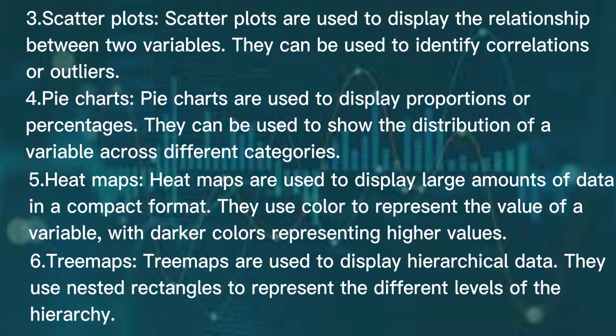4. Pie charts. Pie charts are used to display proportions or percentages. They can be used to show the distribution of a variable across different categories. 5. Heat maps. Heat maps are used to display large amounts of data in a compact format. They use color to represent the value of a variable, with darker colors representing higher values. 6. Tree maps. Tree maps are used to display hierarchical data. They use nested rectangles to represent the different levels of the hierarchy.